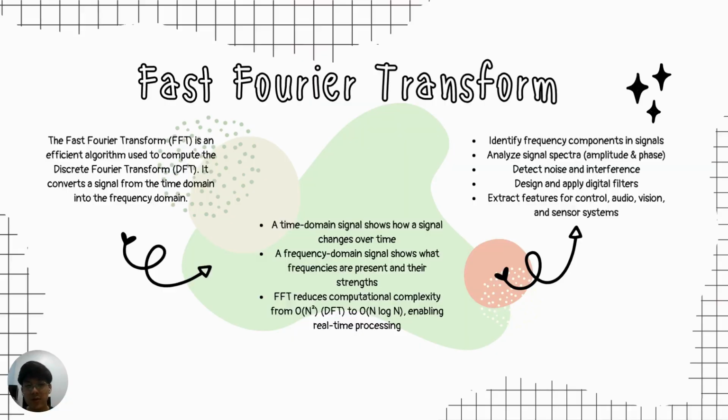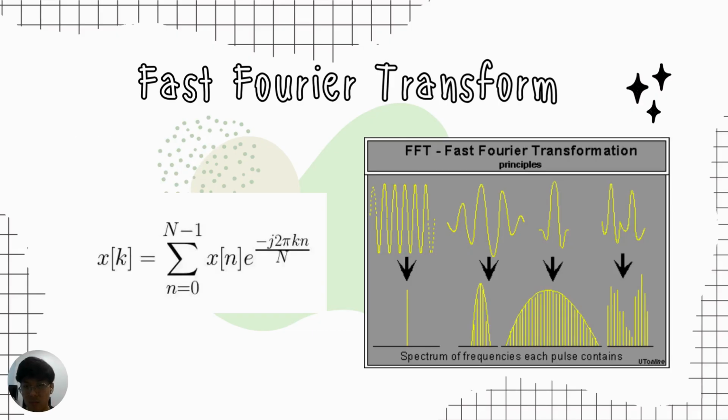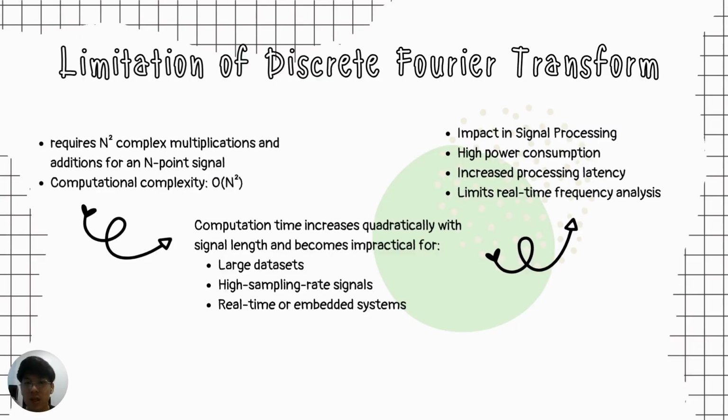The purpose of FFT in signal processing is that it is used for identification of frequency components in signals and analyzing them in terms of amplitude and phase, detecting noise and interference, and designing and applying digital filters while extracting features for control. And this is some example, the equation.